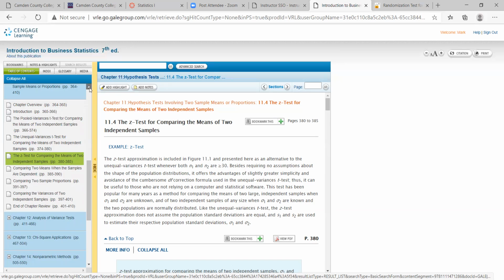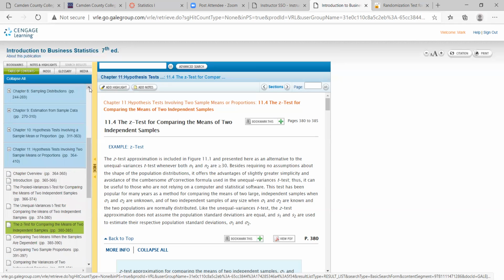But we're going to focus on chapter 10 this week. All right, do some examples of all the different types on Thursday. And we'll continue that on next Tuesday.